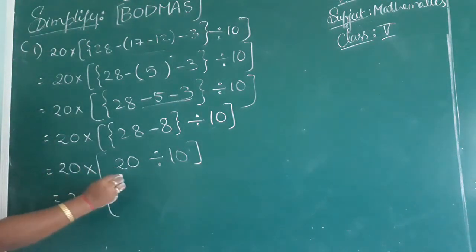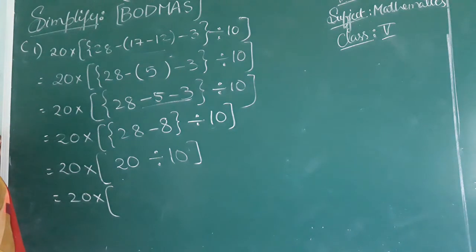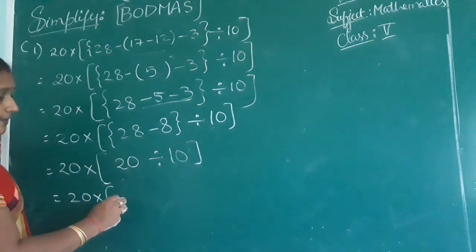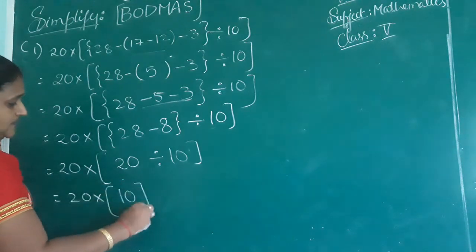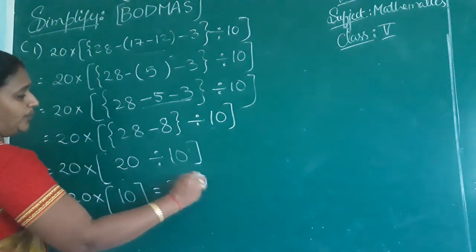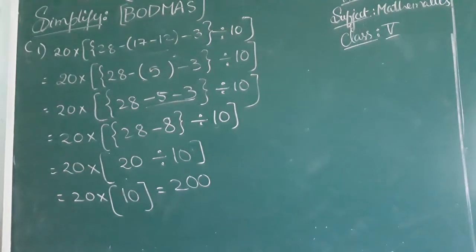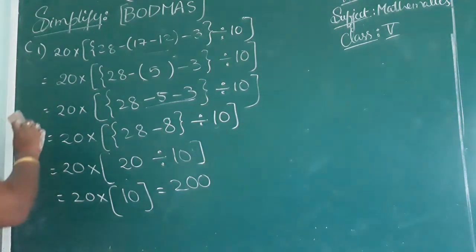20 into 20 divided by 10. What is 20 divided by 10? 10. 20 into 10 is 200. Like that you can solve it. Okay, see the next one. Next one, children. Second sum.